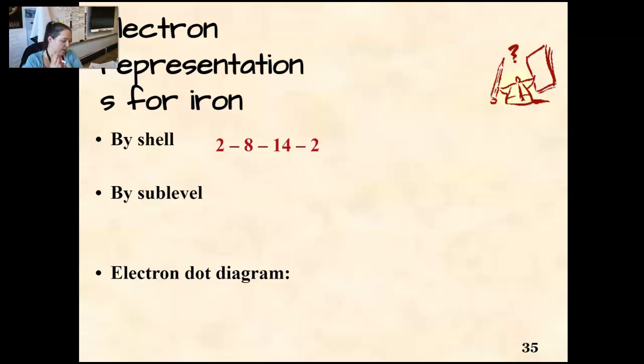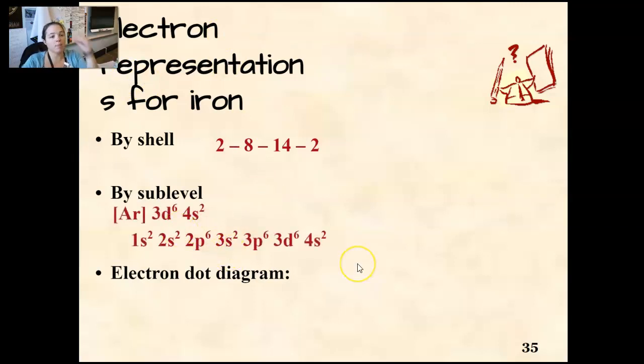By sublevel, this is a bit long, so I'm going to stop at argon. I'm going to start with argon, so it's 2, 8, 8, and I'm going to continue on from there. Again, I'm not going to go into making you guys do sublevels for anything past D. All right, electron dot. This is my fun one. There are 2 in the outer shell, so Fe. You could have either of these.